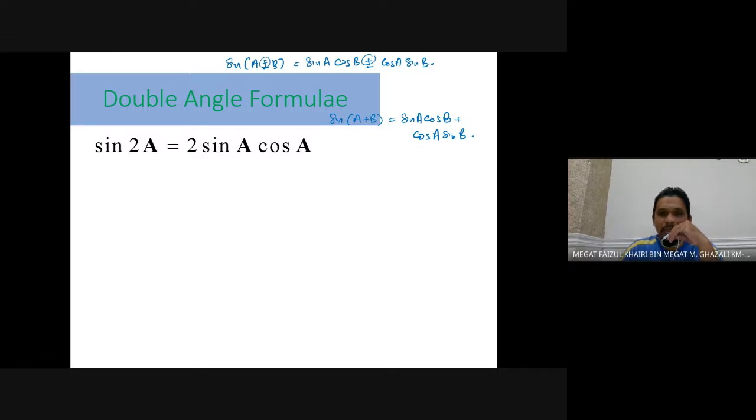Okay, so now let's say this B, we change it into A here. So A plus A equal to 2A, then change every B here with A. So look at this one, we have sine A cos A plus cos A sine A. Which I think these two are exactly the same, sine A cos A, cos A sine A. Then we get 2 sine A cos A.